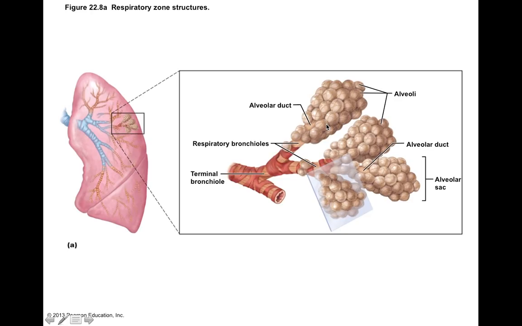So do you guys remember going back to earlier in the lecture here? What was so special about the respiratory zone that allowed for gas exchange to occur here, but not, you know, in the trachea or larger bronchi?